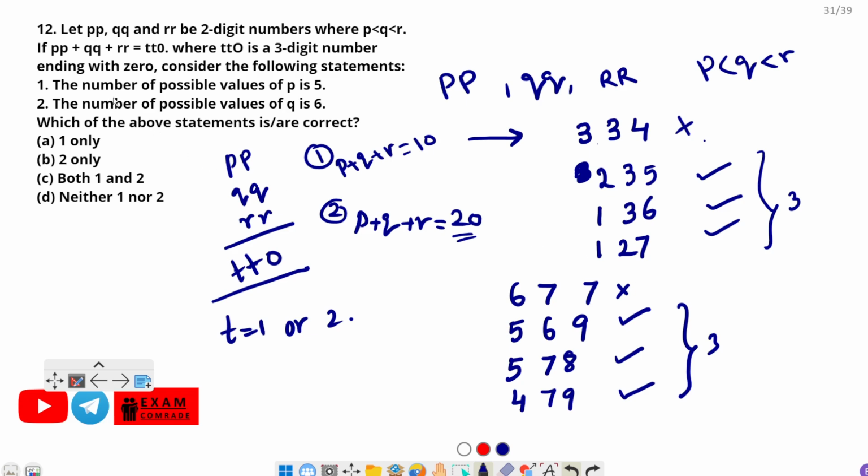Let's check statement 1. The number of possible values of p is 5. 2 plus p can take the value of 1, 2, 4, 5 and 6. So statement 1 is correct.